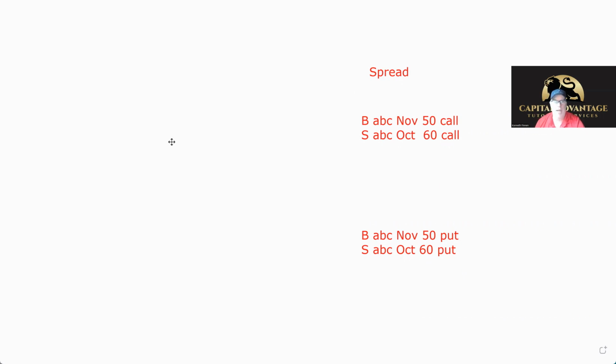So let's make sure we recap real quick. If you buy both a call and a put, or you sell both a call and a put, it's a straddle, and you want volatility or stability. If you buy and sell the same option, if you have two calls or two puts and you buy and sell them, it's a spread. Hopefully that helps a little bit. Let me do one more.